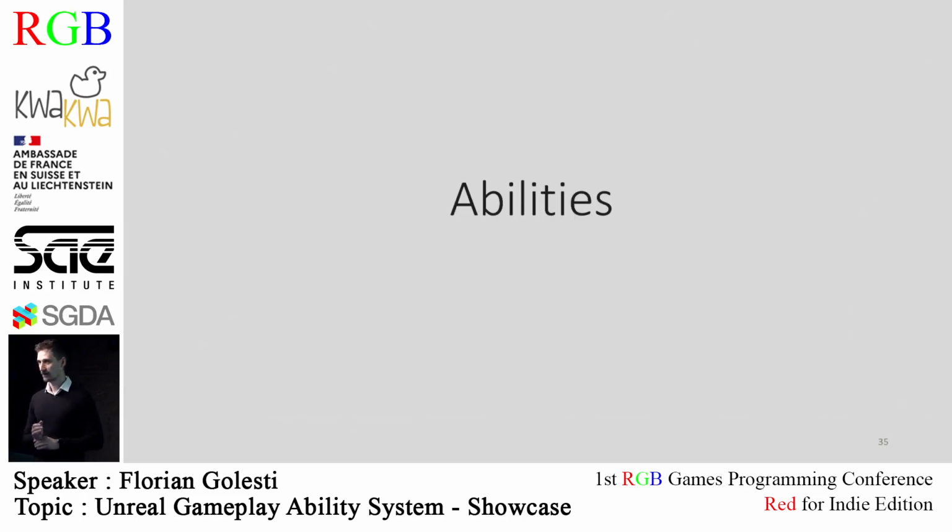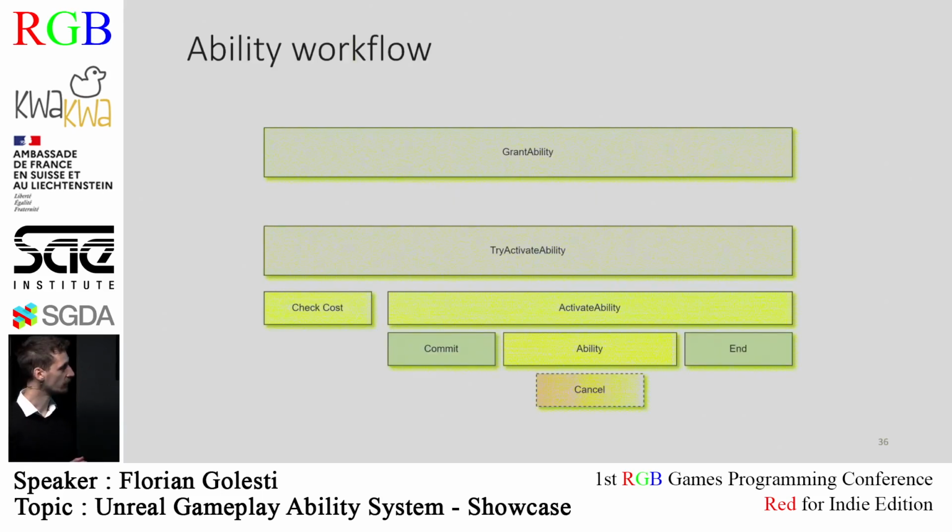Okay, so now we have our character. We have some attributes we can modify with gameplay effects, and we can show feedback when the effect is applied with gameplay cues. We now want to give abilities to our player or to any actor in the game. So the workflow of an ability is you first have to grant the ability to the character or to the actor to be able to use it. And then you have a function, try to activate ability, that you can override to make your abilities.